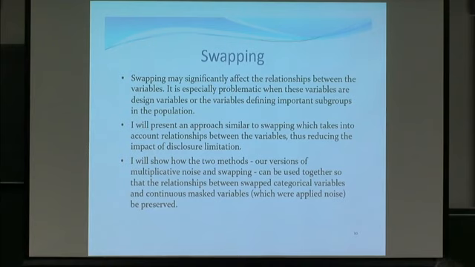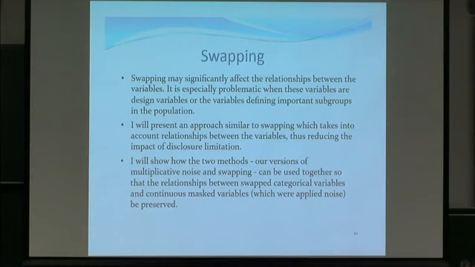This is about swapping. Again, swapping is one of the oldest, if not the oldest, methods of disclosure limitation. And I've seen this mostly applied to categorical variables. In principle, it can be applied to continuous too, but at least I haven't seen that. And the problem with swapping is that it can negatively affect the relationships between the variables. Especially it can be problematic when these variables are the design variables or the strata-defining variables or variables defining important subgroups in the population.